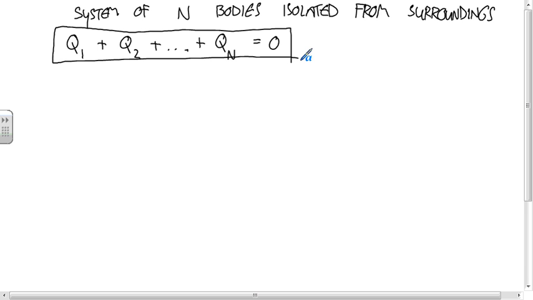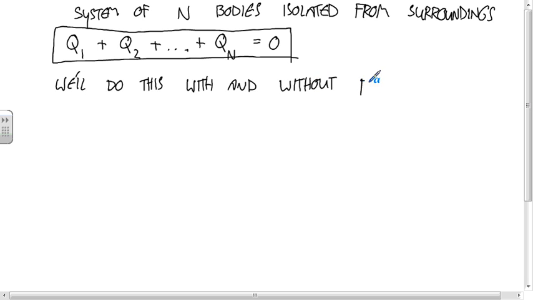So we'll do this with and without phase change. It's simplest when there's no phase change, so let's start with that.